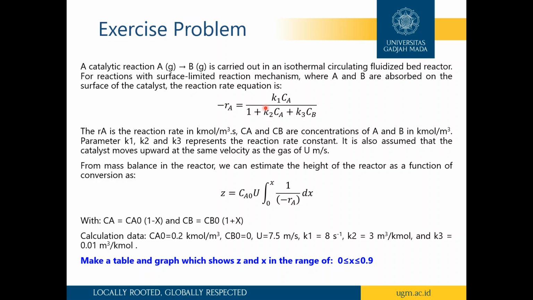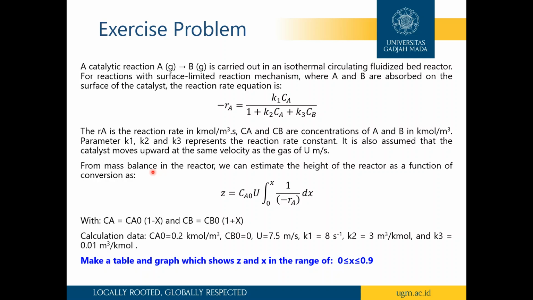The reaction rate here follows the Langmuir-Hinshelwood mechanism. For this reaction rate, we have a numerator of K1 multiplied by Ca, and the denominator is 1 plus K2 Ca plus K3 times Cb, where Ca and Cb are concentrations of components A and B. Once we have the reaction rate, we can estimate the volume of the reactor, or in this case the height of the reactor.